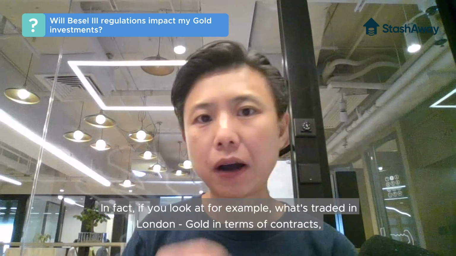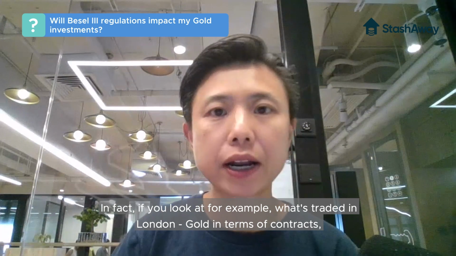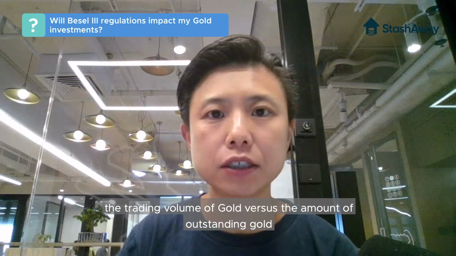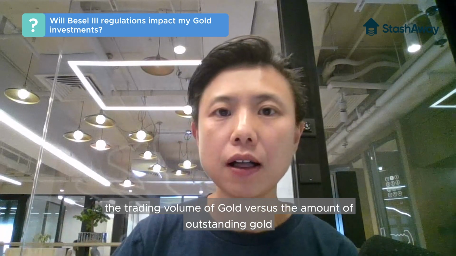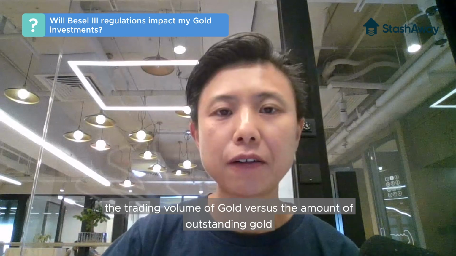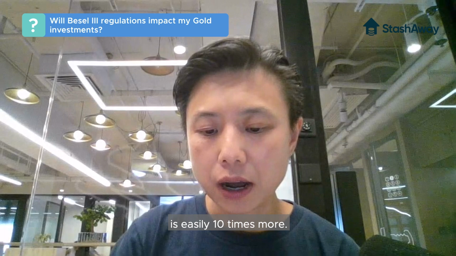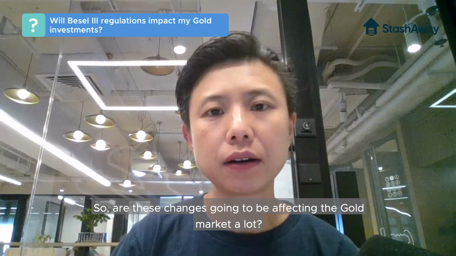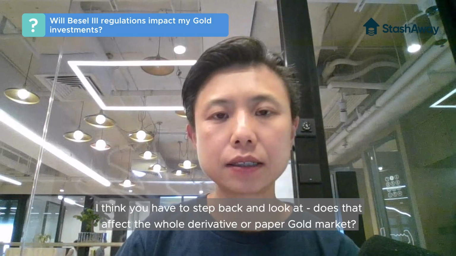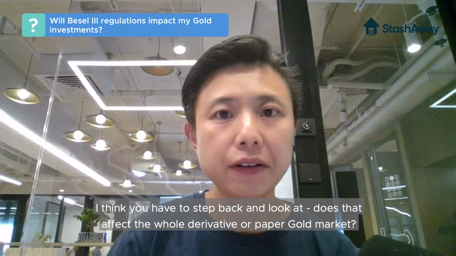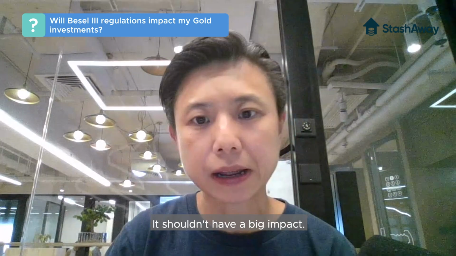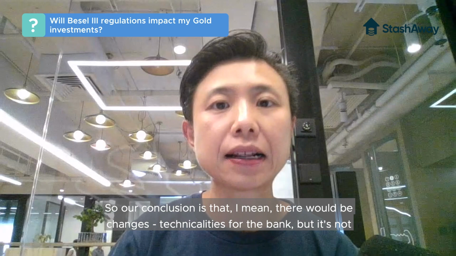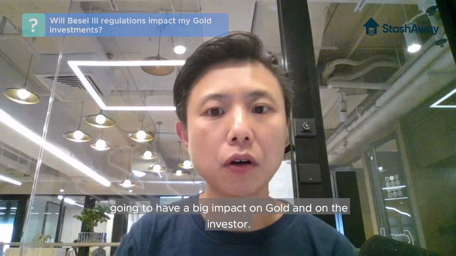In fact, if you look at, for example, what's traded in London gold in terms of contracts, gold is traded at easily 10 times the trading volume versus the amount of outstanding gold. So are these changes going to affect the gold market a lot? I think you have to step back and look at whether it affects the whole derivative or paper gold market. It shouldn't have a big impact. So our conclusion is that there will be changes, technicalities for the banks, but it's not going to have a big impact on gold or on the investor.